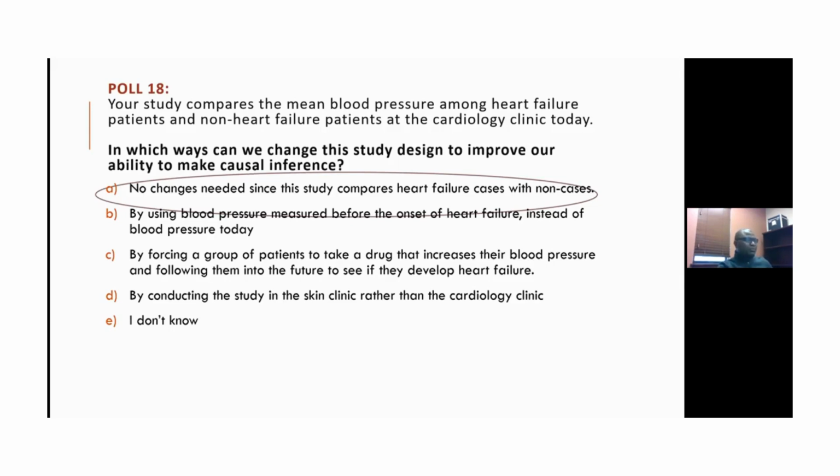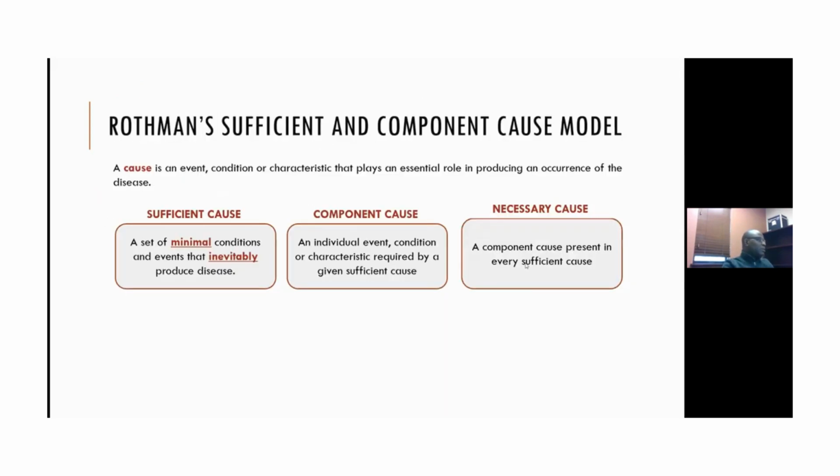In Rothman's model, it's a very complex, elaborate model. But I'll just be talking about three concepts. What is a cause to start with? From our definition, a cause is an event, condition, or characteristic that plays an essential role in producing an occurrence of the disease. We might say an occurrence of an outcome, because when Professor Rothman wrote this decades back, epidemiology was firmly focused on diseases as outcomes. Diseases are still our main outcomes today, but now we have different branches of epidemiology that focus on other kinds of outcomes that are not strictly diseases.